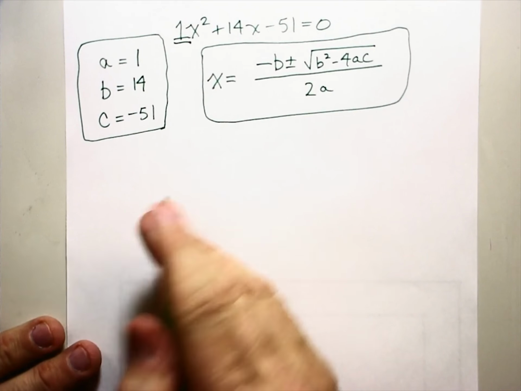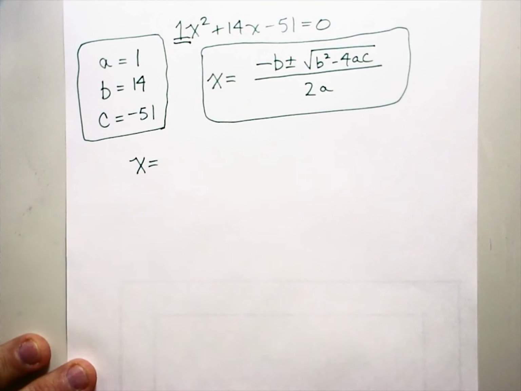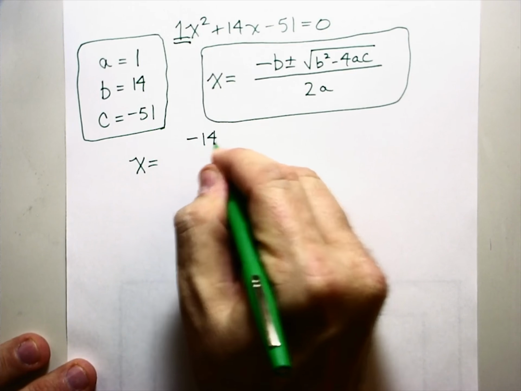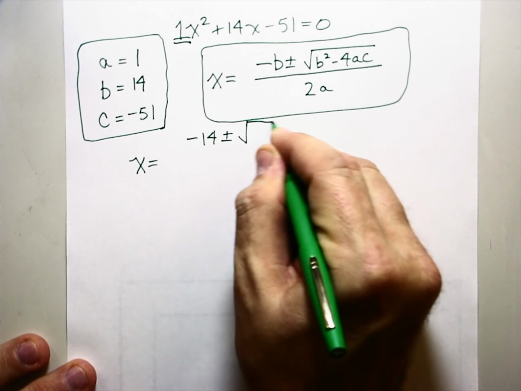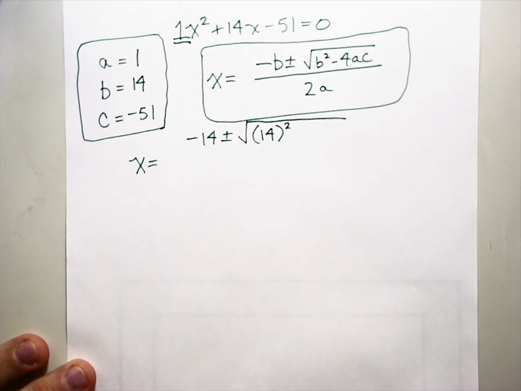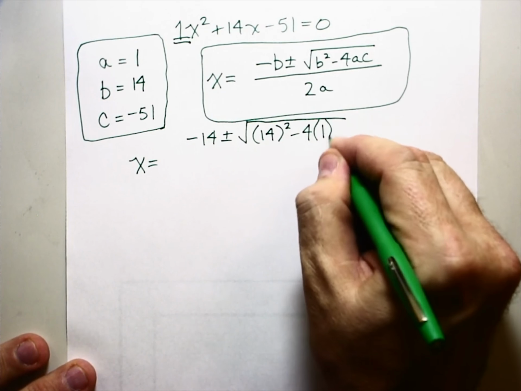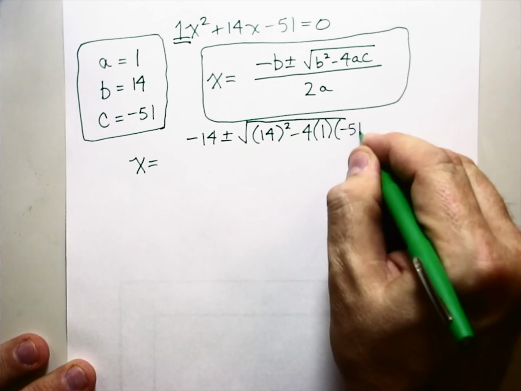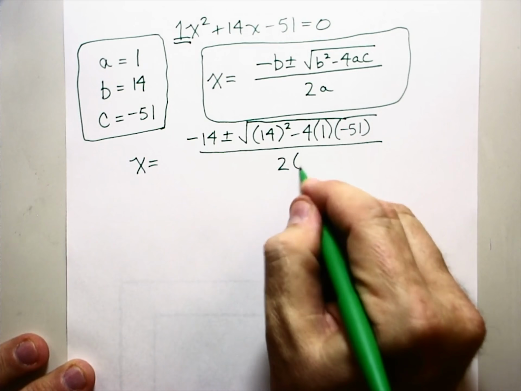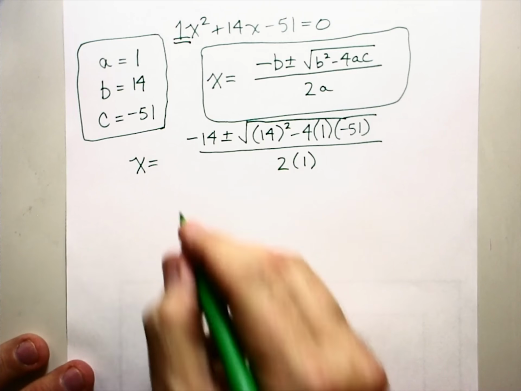Now what we're going to do is we're simply going to plug in our values for a, b, and c as we go along. So x is going to equal negative b. Well, b is 14, so negative b will be negative 14 plus or minus the square root of b squared. So we're going to put our 14 in there, and it will be squared, minus 4 times a, which is 1, times c, which is negative 51. Now be very careful, don't forget about that sign, divided by 2 times 1. And now that we've replaced all of the letters with numbers, we're going to simplify.